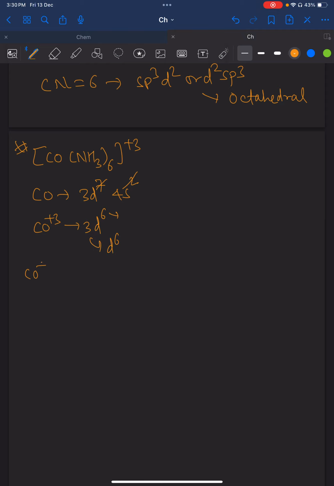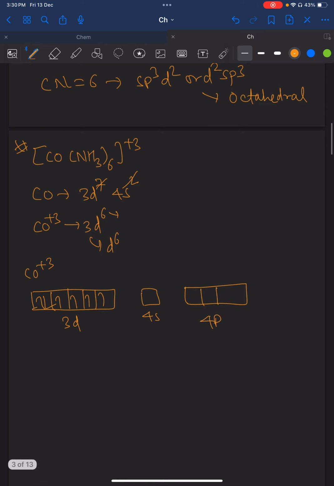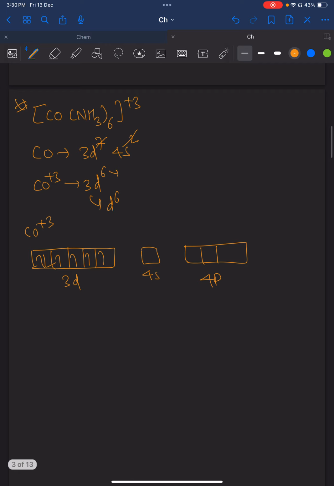Now, when we see Co3+, we are having 1, 2, 3, 4, 5, 6 electrons. This is 3d. Then we are having 4s, and then we are having 4p. So this is the electronic configuration of Co3+.